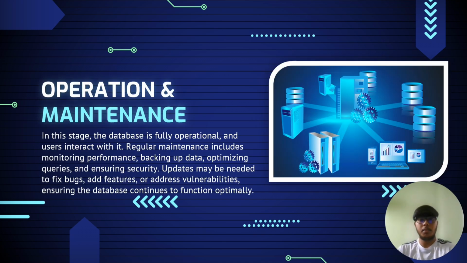Once the database is implemented, it moves into the operation and maintenance stage. Here, the database is put into full operation and users can interact with it to perform their tasks. In this phase, regular maintenance is necessary to ensure smooth performance. Database administrators monitor performance, back up data, optimize queries, and ensure security measures are in place. Over time, the database may require updates to fix bugs, add features, or address security vulnerabilities. This ongoing maintenance keeps the database functioning optimally.